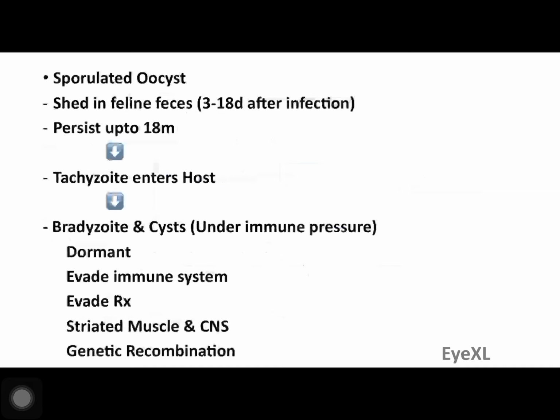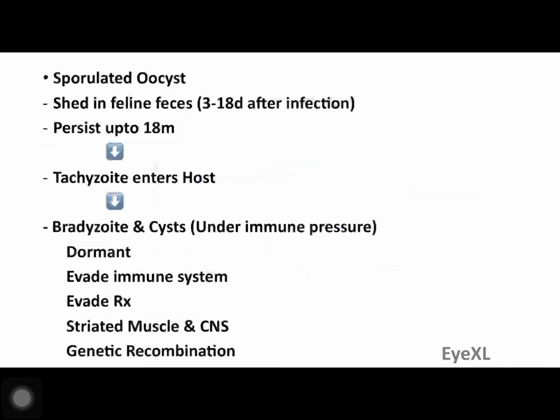Once the tachyzoite enters the host, it immediately converts into the bradyzoite, and that is because the immune system starts attacking this active form. It is more difficult to attack the latent form because it is forming a cyst. It is forming a covering around it, so the immune system cannot attack it, and that is why the tachyzoite immediately converts into a bradyzoite as soon as it enters the host.